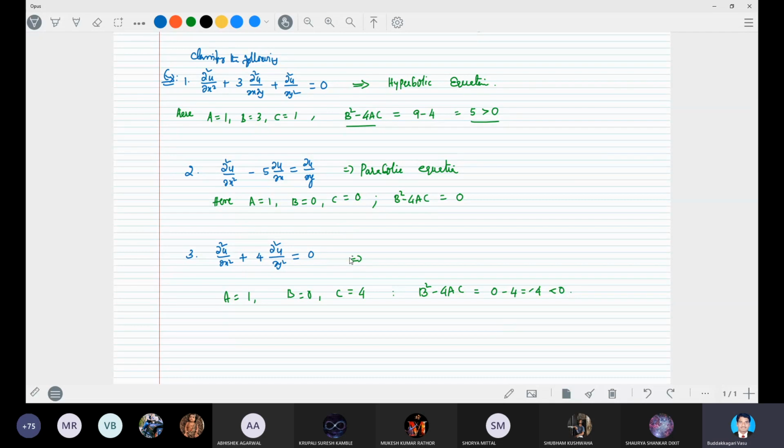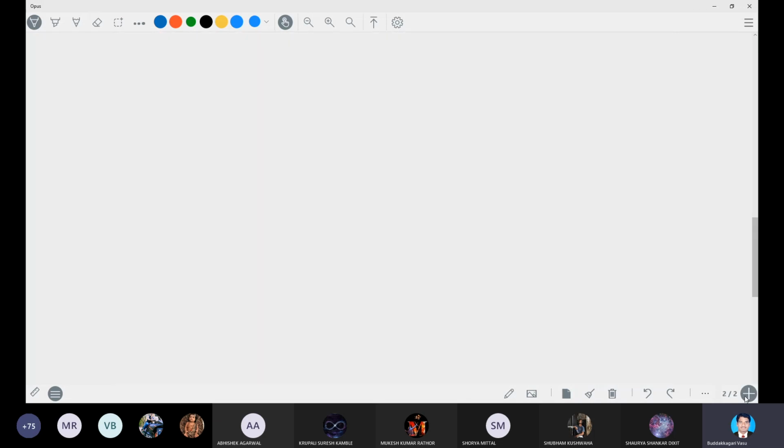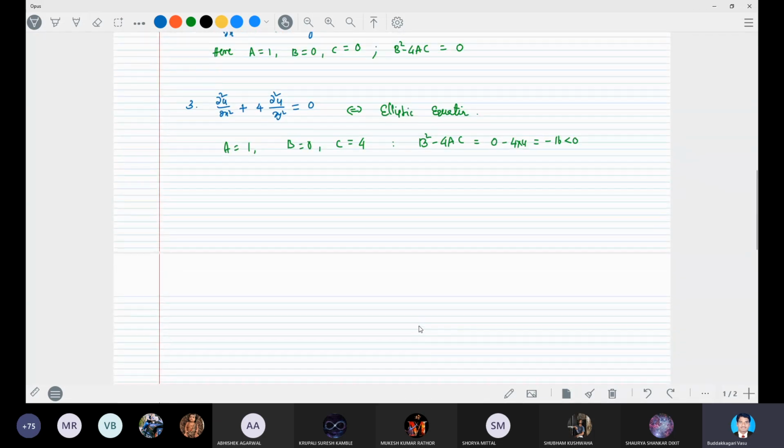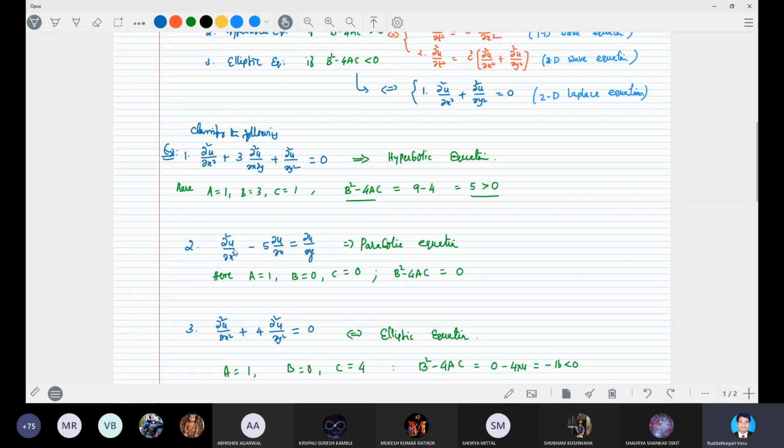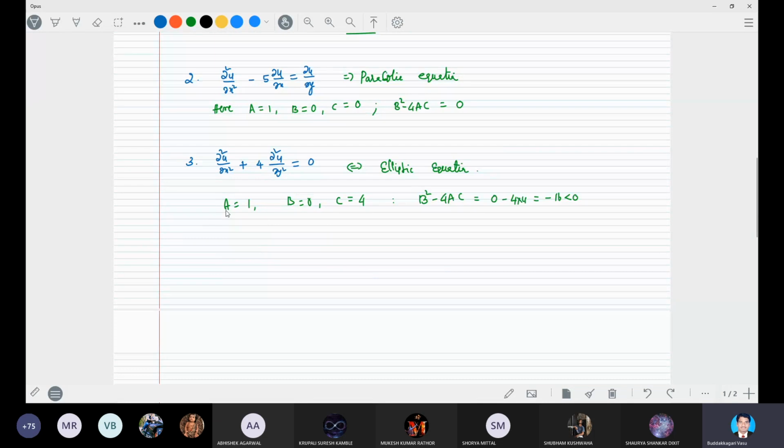Okay, it is an elliptic equation. Likewise, we can classify the equations to find out the solutions. That means to classify the given second order linear equations.